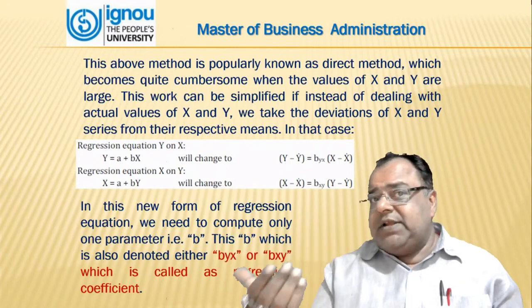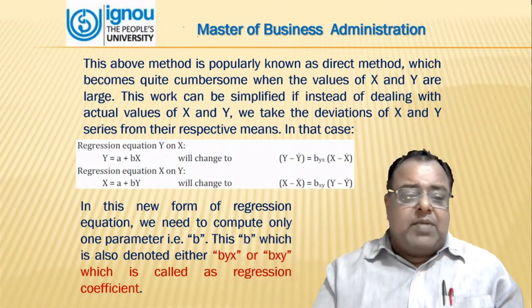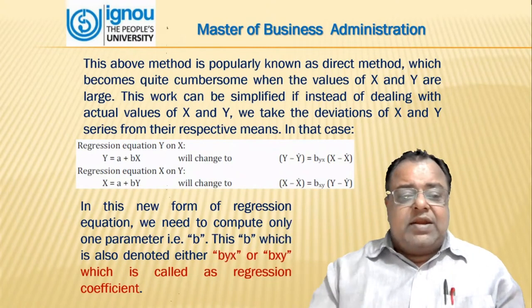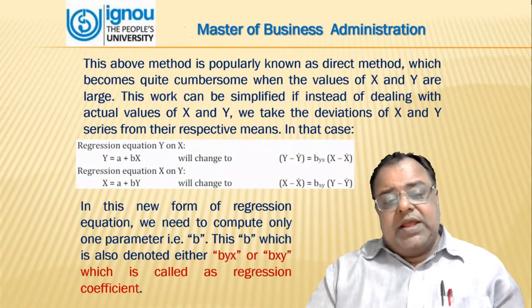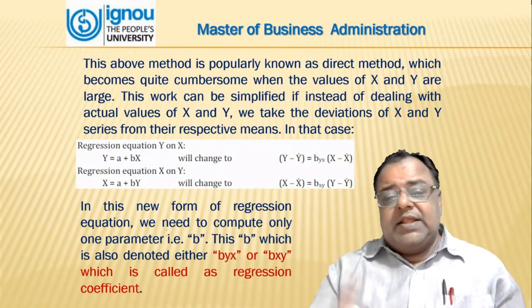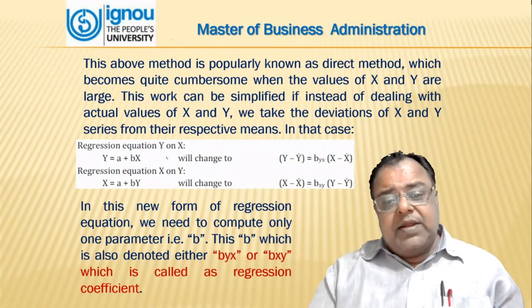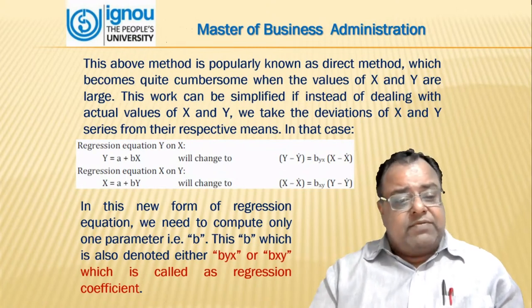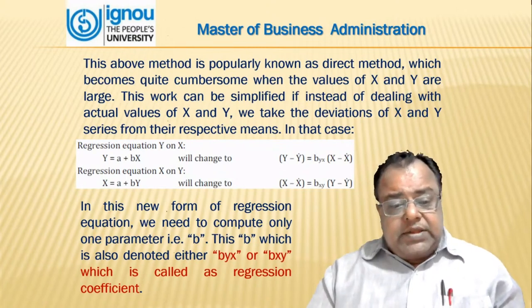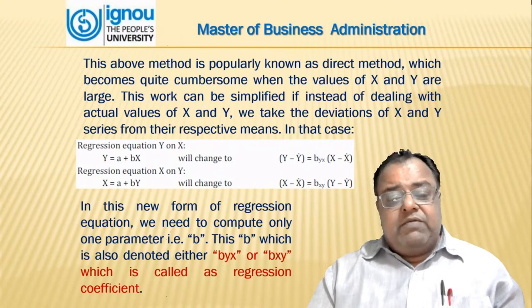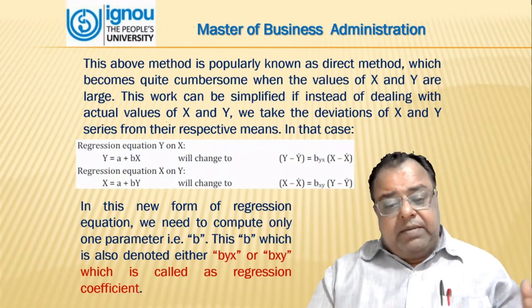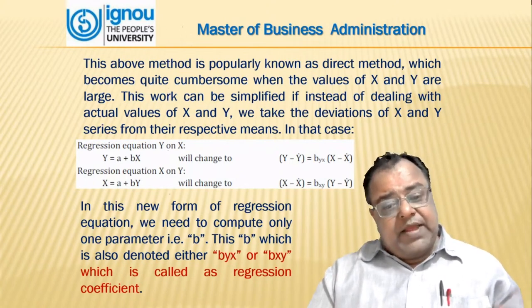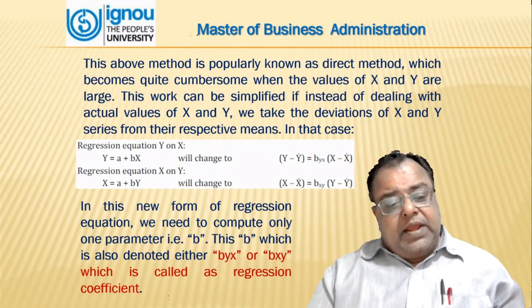That means we will be changing y to y minus y bar. Going back, for the equation of y on x, if y is equal to a plus bx, then the change will be y minus y bar is equal to byx into x minus x bar. And similarly, it is done for x on y. In this new form of regression equation, we need to compute only one parameter, that is b. And b, which is denoted either by byx or bxy, is called the regression coefficient.